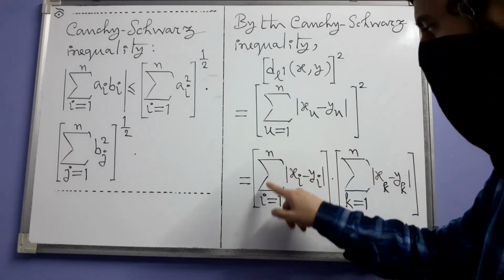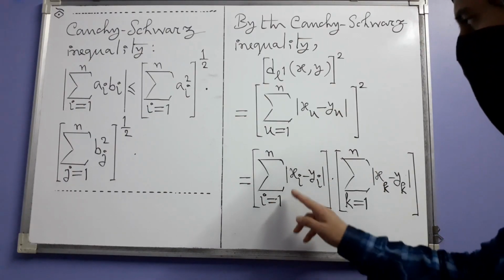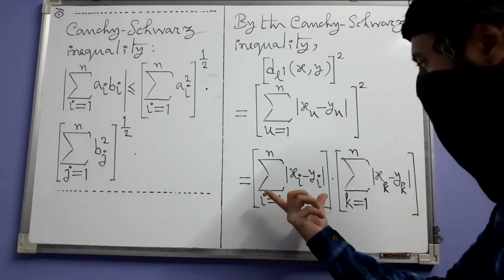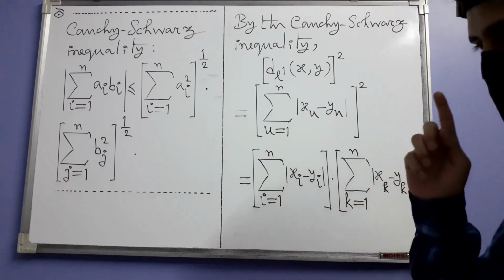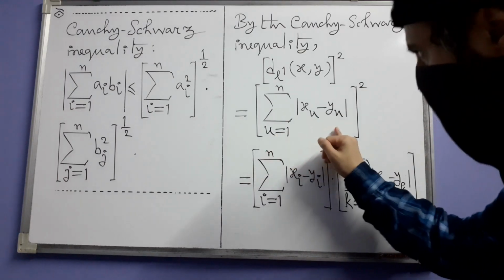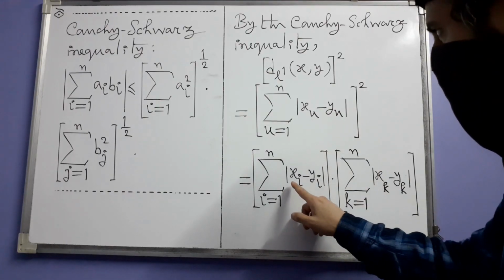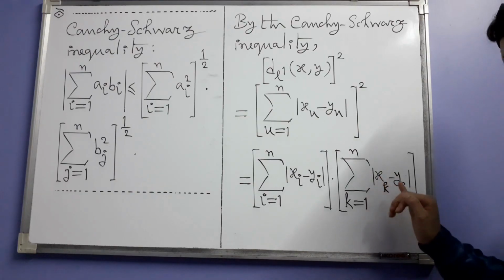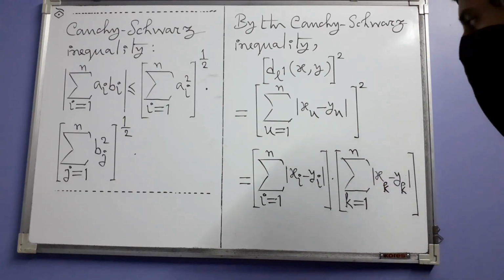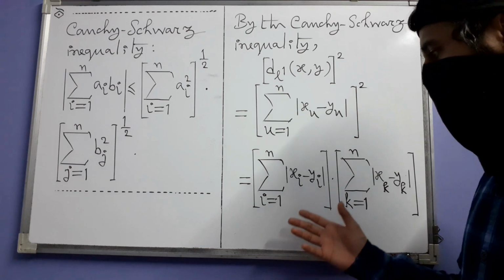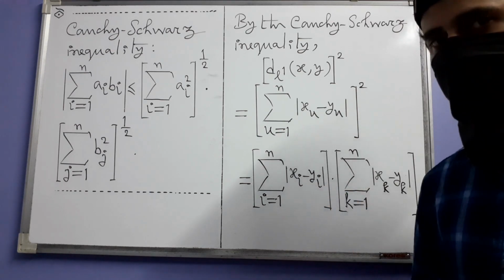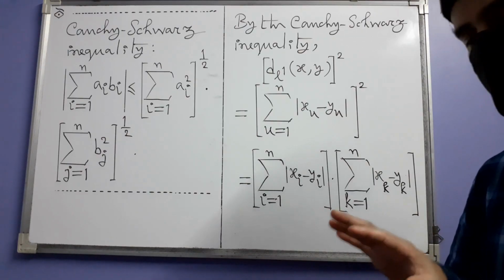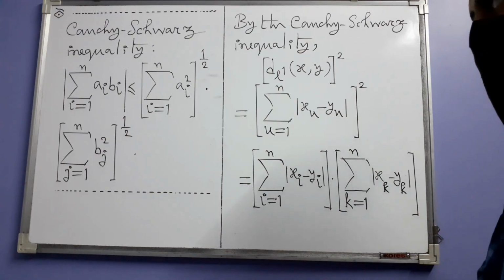Say this one has index i and this one has index k, but note carefully that actually this and this are the same thing, which is this sum. Because here also you have mod x_i minus y_i and here you have mod x_k minus y_k. Now we are going to do the multiplication, but of course we are not going to write everything down. We are going to do it slightly cleverly.